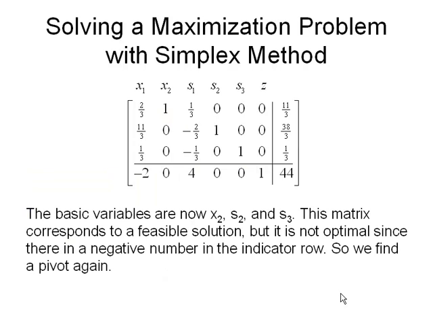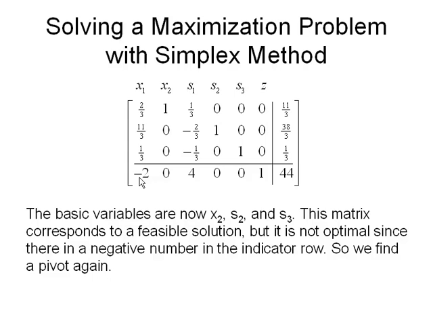So looking at this matrix that we just found, we see that the non-basic variables are x1 and s1, and the basic variables are x2, s2, and s3. So this corresponds to a solution of x1 being 0, s1 being 0, x2 is 11/3, s2 is 38/3, and s3 is 1/3. The problem is this is not the optimal solution. It leads to z equals 44, but we know we're not at an optimal solution because in my indicator row here, I still have a negative number.